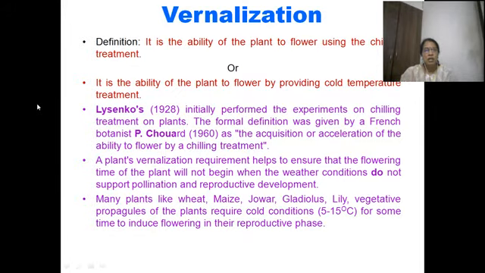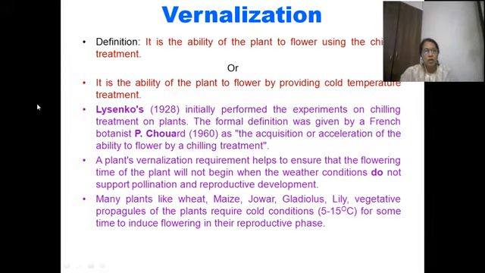That means the seeds or the seedlings in their young condition, or during their germination, are provided chilling treatment or cold conditions so that they will flower later on. That is essential to trigger the hormones which are going to form the flowers.